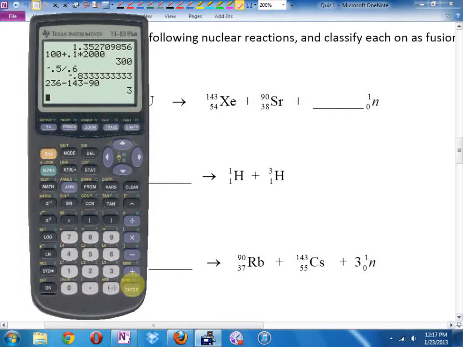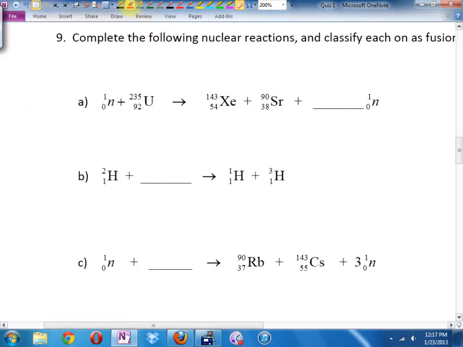The particle that this chain reaction gives off is a neutron. What's the mass of a neutron? 1. So if I have a mass of 3 unaccounted for, how many neutrons do I have unaccounted for? And we said the most common chain reaction gives off 3, but there's all sorts of other options as well.